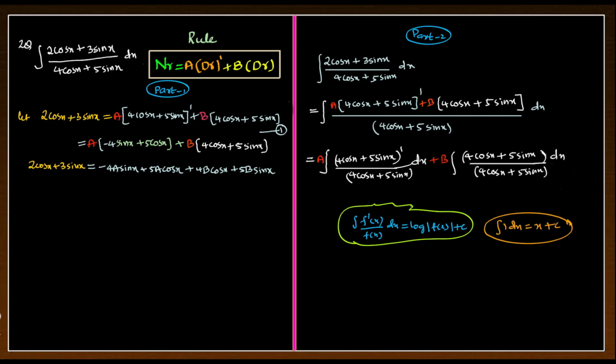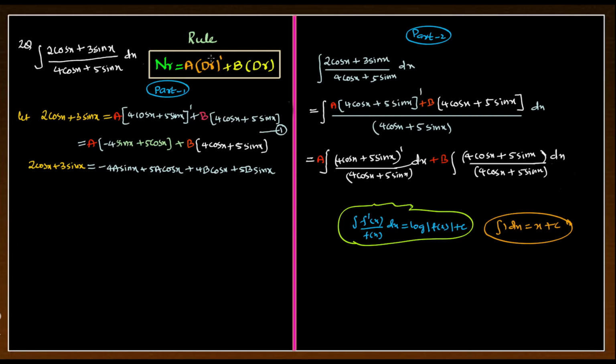So here, the working rule is, what about the working rule? In integration, for every problem there is a working rule. In this particular problem, the working rule is NR equals A DR dash plus B into DR. NR means numerator, DR means denominator. A and B are any constants and dash means differentiation, that is d by dx.